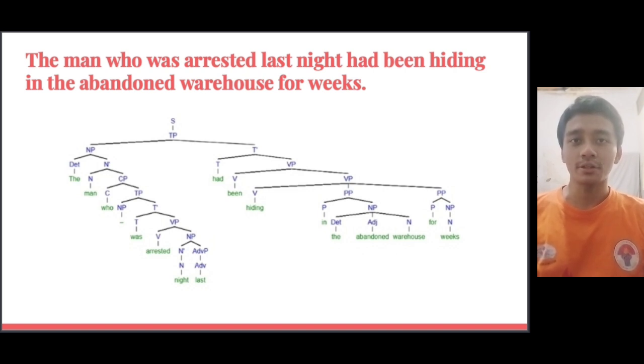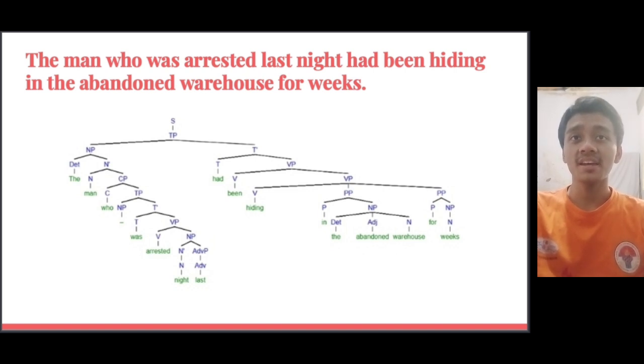Tense, had, the auxiliary verb indicating past perfect tense. The verb phrase, been hiding in the abandoned warehouse for weeks, describes the action of the man. A verb, been, the past participle of be, used in perfect continuous tense. The verb phrase, hiding in the abandoned warehouse for weeks, further specifies the action. Verb, hiding, the main verb in the present participle form. Prepositional phrase, in the abandoned warehouse, modifies the verb hiding, indicating the location. Preposition, in, introduces the location.